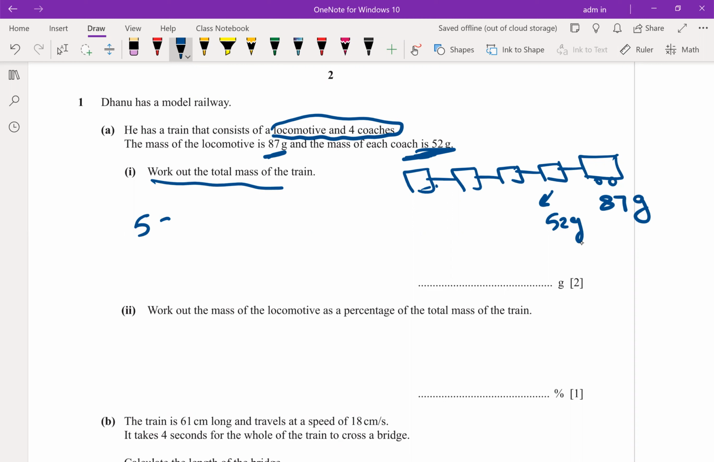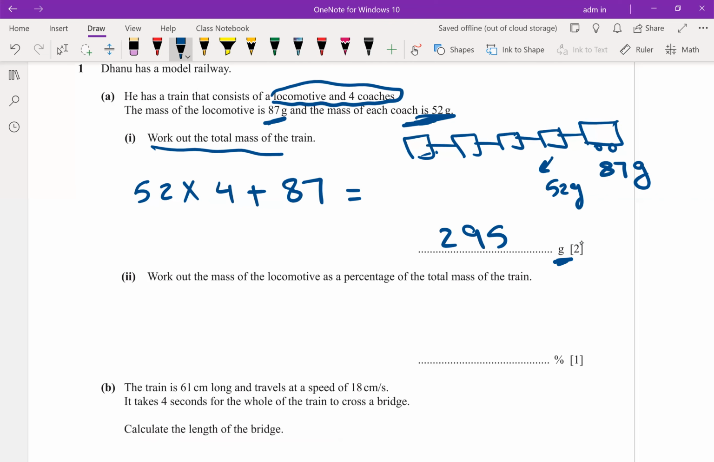52 multiplied by how many? 4 plus 87. The final answer? 295. What is the unit of measuring? Gram. Will the final answer need to be in gram? Correct.